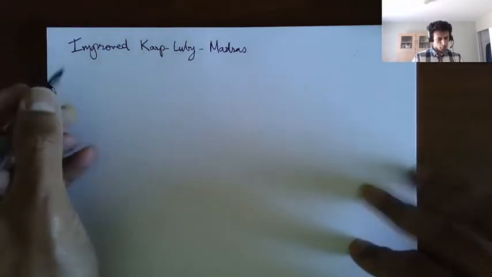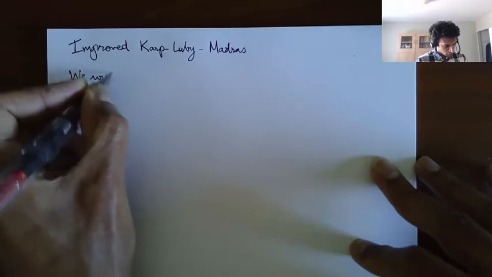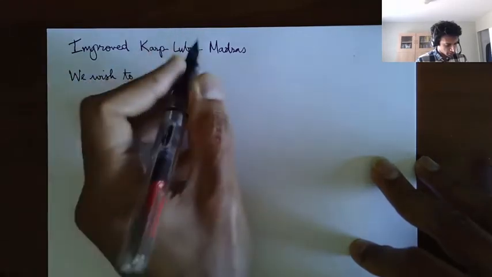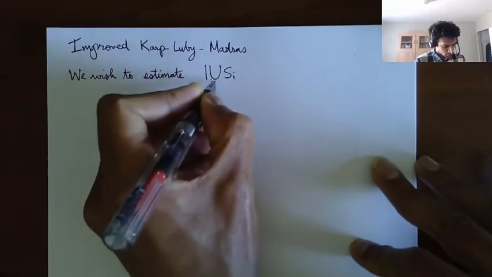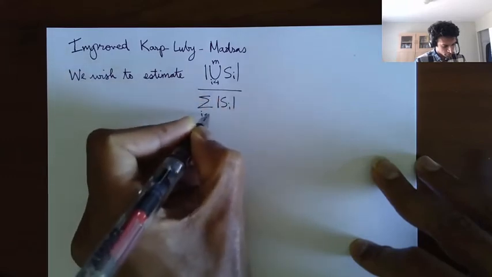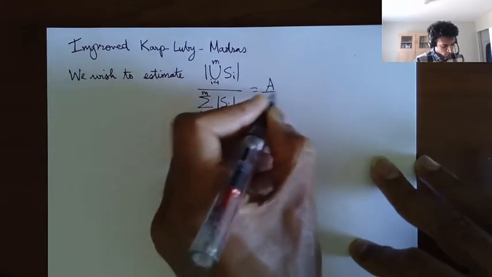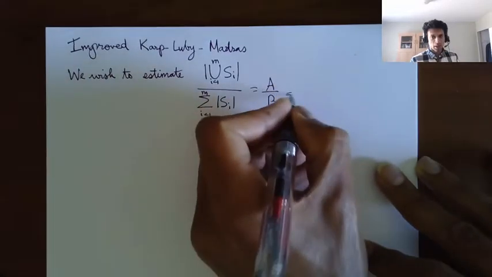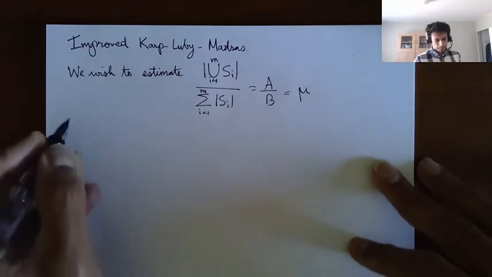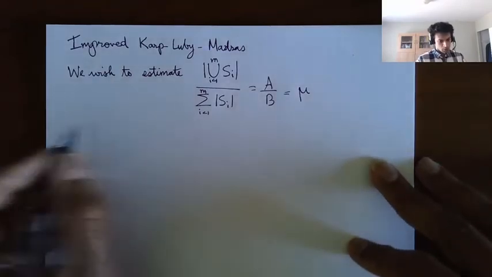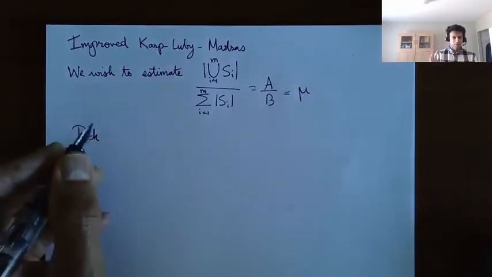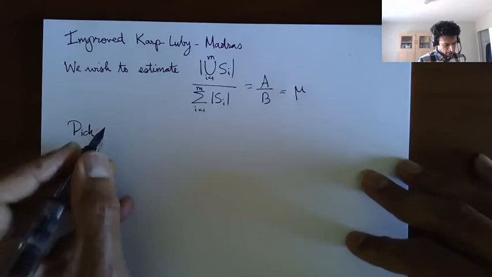So remember, we wish to estimate the union of S_i, i going from 1 to m, divided by the sum of S_i, i going from 1 to m. I call this A divided by B, and I'm going to refer to this as mu for convenience. Okay, so now let me describe this at a high level, and then I'll write out the individual steps.